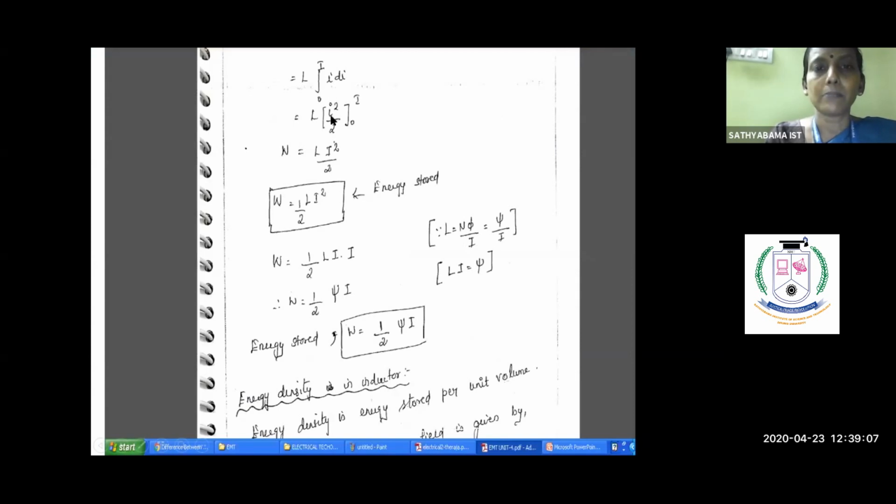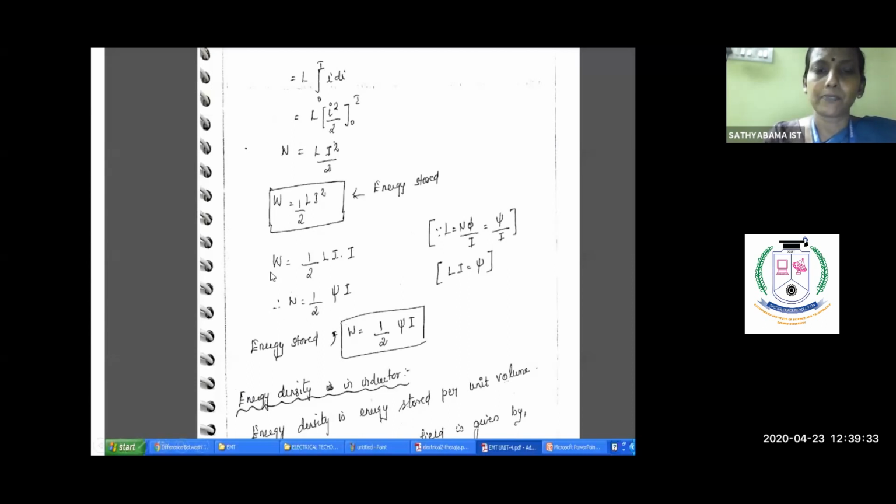When you integrate, it becomes I square by 2. Substitute the limit 0 to capital I, you will get 1 by 2 L I square, which is the energy stored in the inductor. Remember, in the second unit, we have just seen the energy stored in the capacitor, which is 1 by 2. Instead of L, we have C. Instead of current, we have V. So 1 by 2 C V square we have seen for the capacitor.